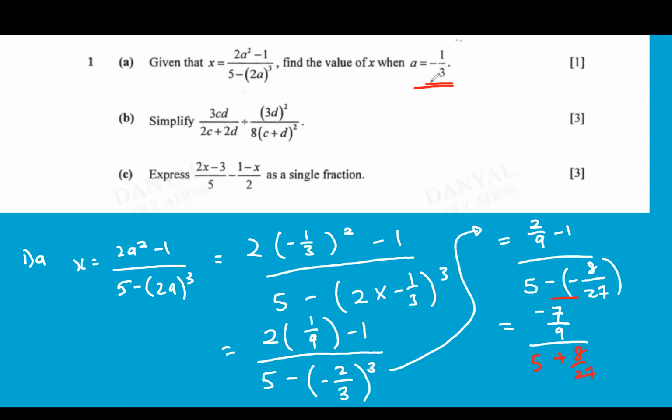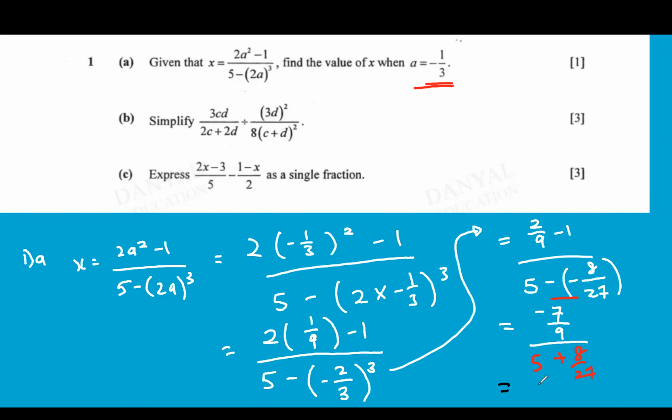For this part here, I would encourage you to pull out a calculator already. Here, I will continue the question without a calculator first. What we will get here is negative 7 over 9. So we will have to divide this by 5 and 8 over 27.